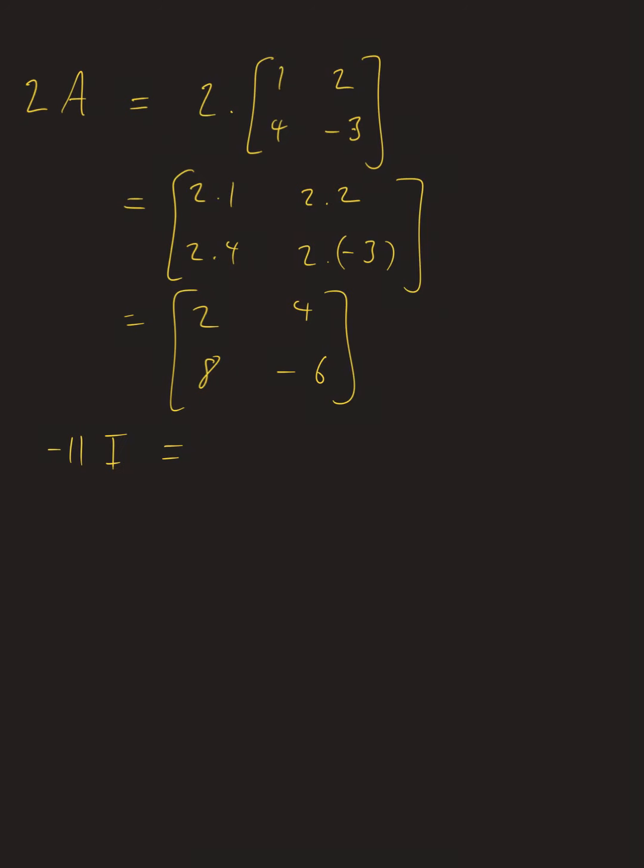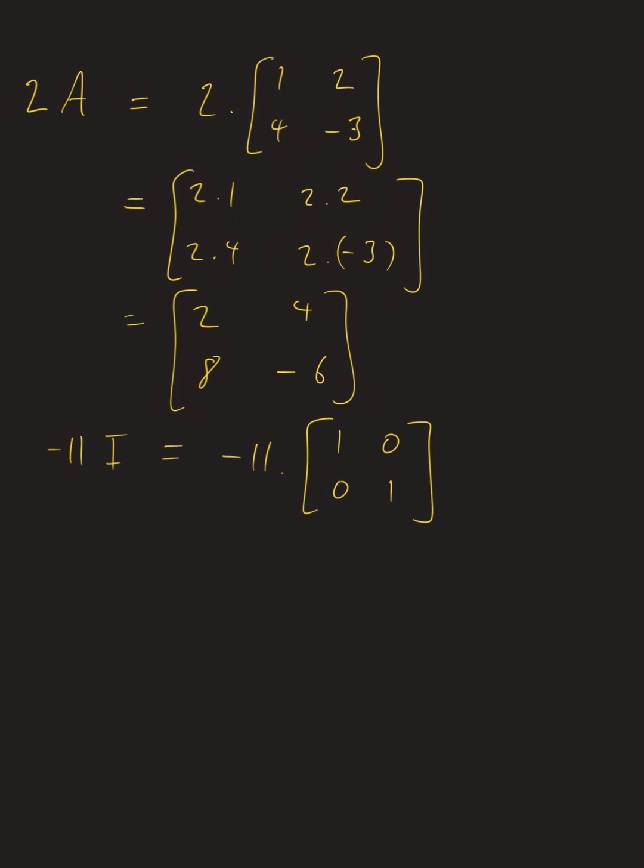Finally, we need the matrix minus 11I. So I means the identity matrix. That's just a matrix with 1s all down the diagonal and 0s everywhere else. In this case we know that I must mean a 2 by 2 matrix because we're adding it on to another 2 by 2 matrix, and you can only add matrices if they're the same size. So in this case I'll write down my minus 11 first. The I matrix that I'm using must be this one. 1s on the diagonal, 0s everywhere else, and 2 by 2.